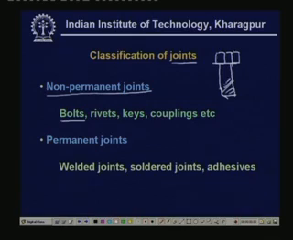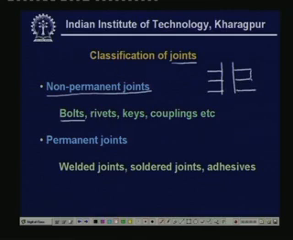So there are threaded members. This we will learn under the heading of threaded fasteners. This is also a fastener, but this is known as a threaded fastener. Then we have rivets. Rivets look like bolts, but they are long rods which connect two parts.